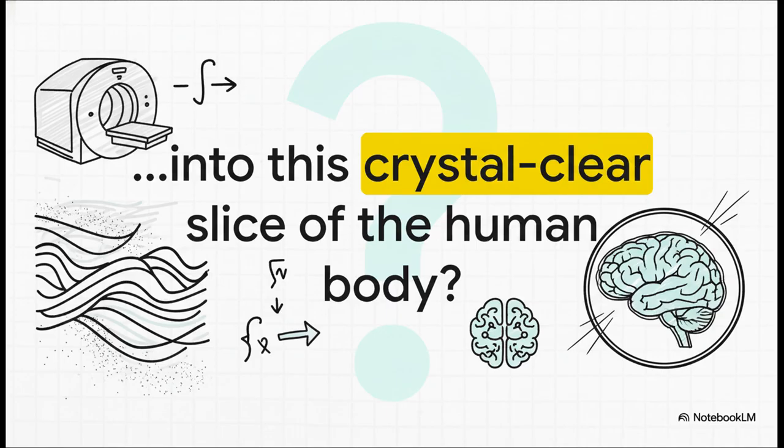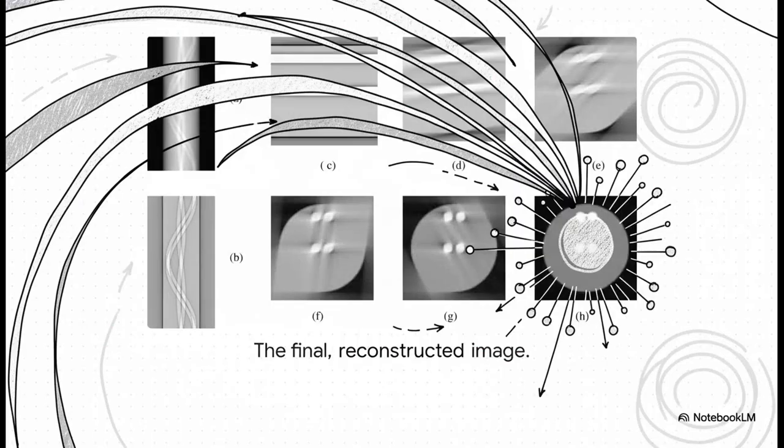I mean, look at that. An image so clear you can see every individual structure inside a patient. That journey from the wavy mess to that crystal clear slice, that's the magic of reconstruction. And that is exactly what we are going to break down right now. Let's start at the beginning.